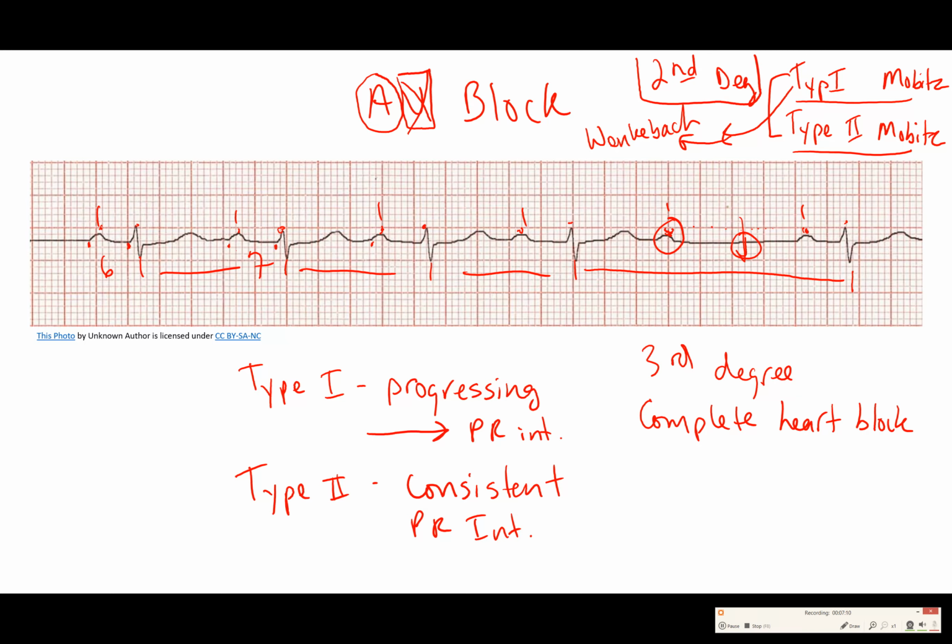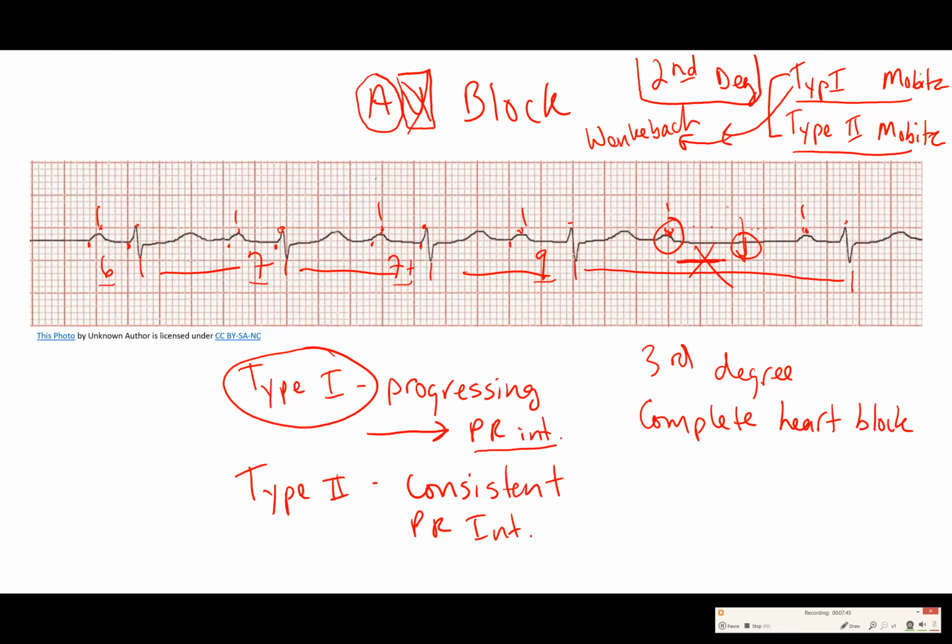The next PR interval is 1, 2, 3, 4, 5, 6, 7 plus maybe 7.5. The next one, we have 9. And then the next one is the one we skip. So what we see here is our PR interval went from 6 small boxes to 7 to a little more than 7 to 9, and then we missed our QRS. So that's progressive PR lengthening.